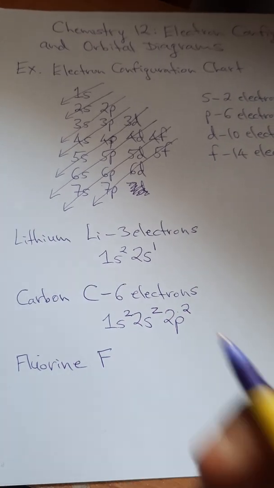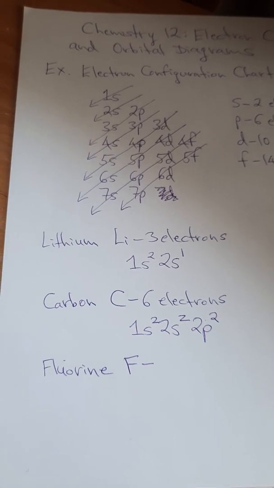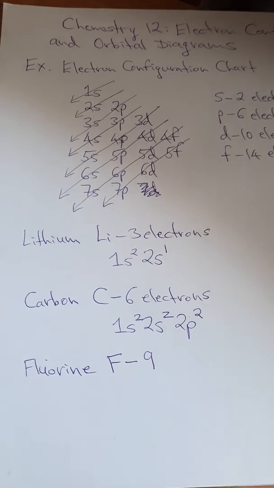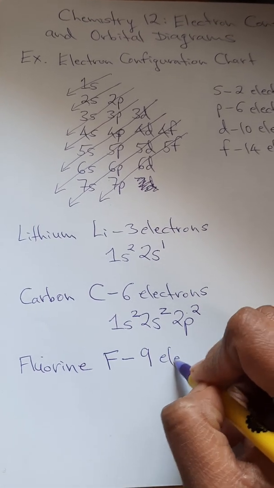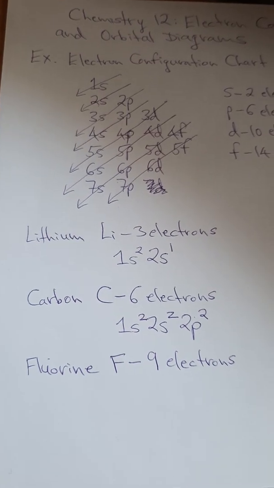So fluorine is F. We're going to write the number of electrons, okay? And the atomic number is 9. So we'll just put 9 electrons. Okay, does everyone see that?